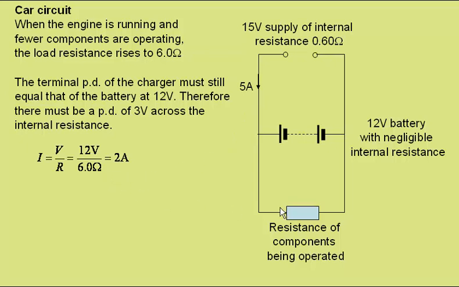Now the current through the load resistor is given from Ohm's law of our 12 volts over now 6 ohms, meaning the current down here is 2 amps. So now there's 5 amps entering this junction, 2 amps leaving the junction here, meaning there must be 3 amps coming along here, and this serves to charge up the battery.